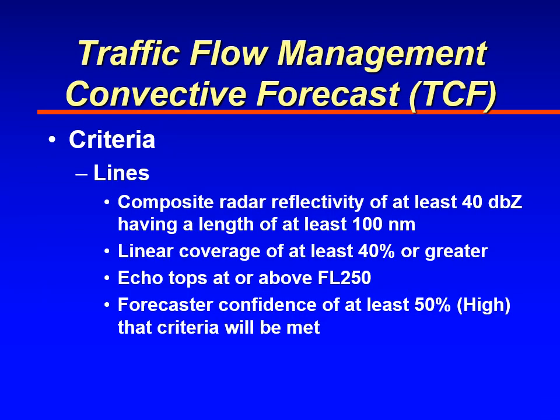As far as lines, once again, more details. The reflectivity of the line has to be more than 50 dBZ. Length has to be 100 nautical miles. Linear coverage of at least 40%. In other words, along a line you may have gaps, but you have to have more than half of that line covered with storms. Echo tops up to 25,000 feet. And once again, forecaster confidence of 50% or greater, a high confidence it's going to happen.